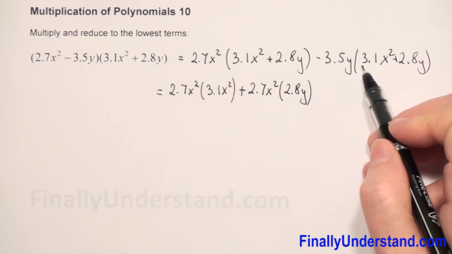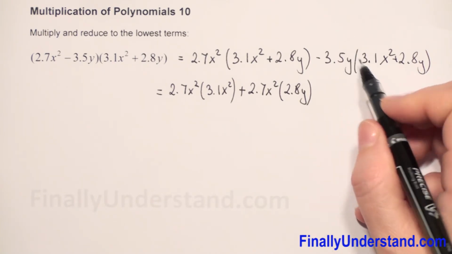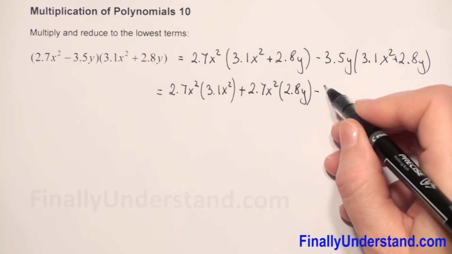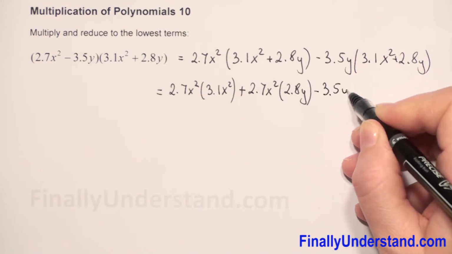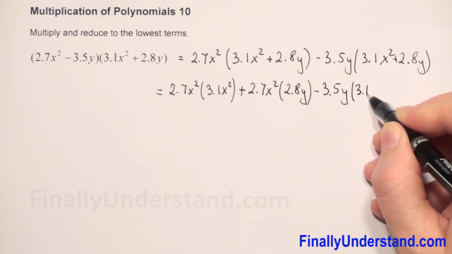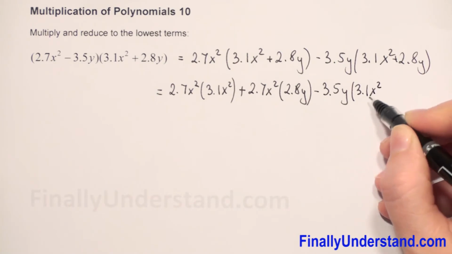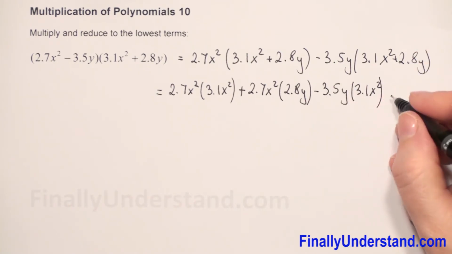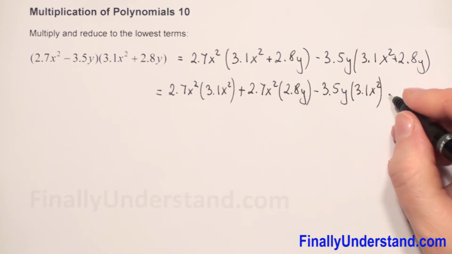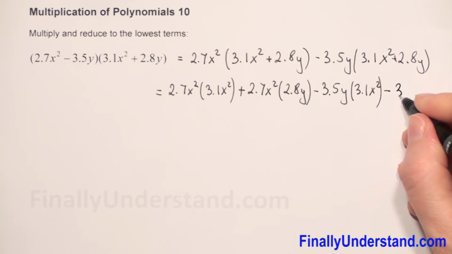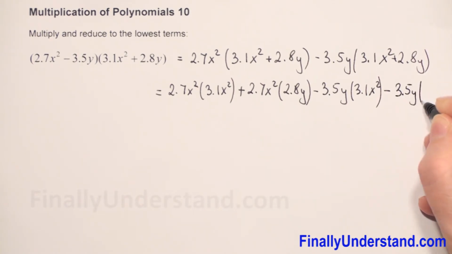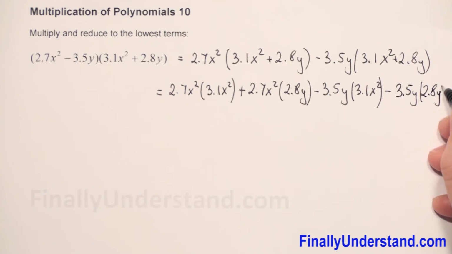We have negative times positive. When we don't have sign, it's always positive. So negative times positive is negative. And we have 3.5y times 3.1x squared. And we have negative times positive, so it's negative 3.5y times 2.8y.